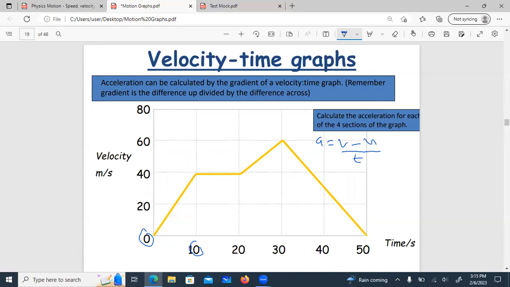What's final velocity? Within the first 10 seconds, so at 10 seconds, on the velocity axis, we have 40. So our final velocity is 40, minus our initial velocity, which is the velocity in the beginning here, which is 0, divided by the time taken. What's time taken? The time taken is 10, because we said the first 10 seconds. Good. So our acceleration is equal to 40 minus 0 gives us 40, divided by 10. 40 divided by 10 gives us 4 meters per second squared.